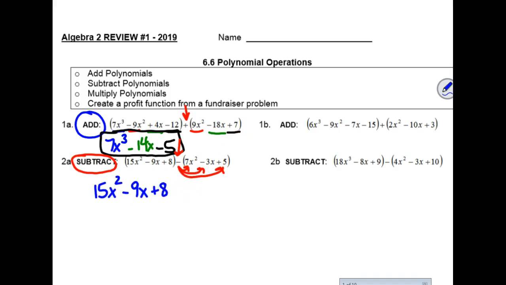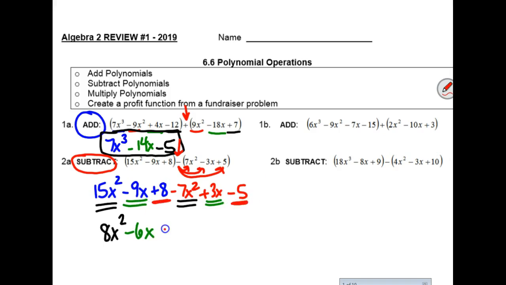So right here, I'm going to change color here, we have a negative 7x squared, and then that'll become a plus 3x, and that'll become a minus 5. So now when I go to collect my like terms, I'm going to start with the x squareds, because that would be standard form, first term. So you have 8x squared, and then we have minus 9x, now it's a plus 3x, so that's a minus 6x, and then constants, you have a plus 8, and now this is a minus 5, so you have a plus 3. So again, standard form answers are my favorite. Technically any order works, just watch your signs.